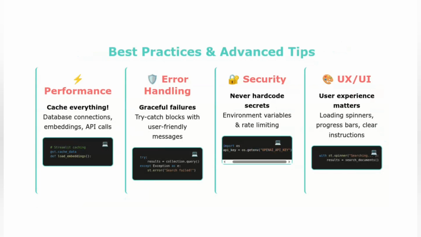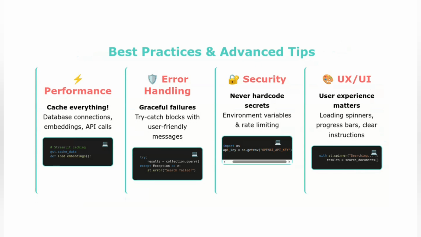Let me share some pro tips that will save you hours of debugging and make your demos production ready. First, performance optimization. Always implement caching for your vector database connections and embedding computations. Both Streamlit and Gradio support caching decorators that can speed up your app dramatically. Second, robust error handling. Wrap your vector database calls in try-catch blocks and provide meaningful error messages to users. Nothing kills a demo faster than a cryptic error message.